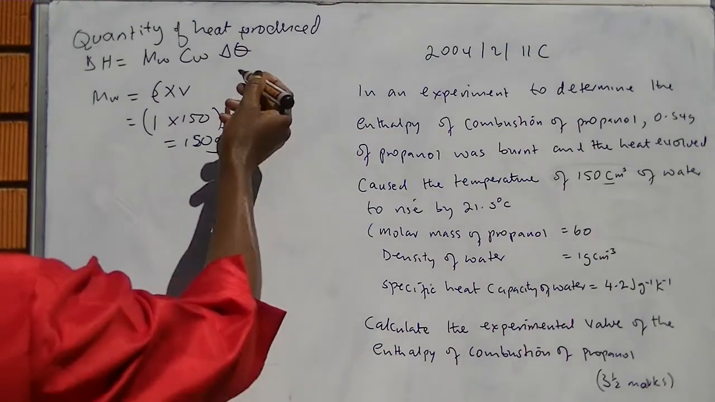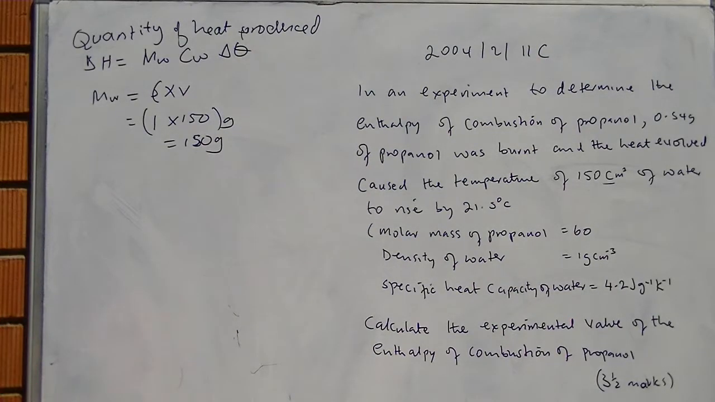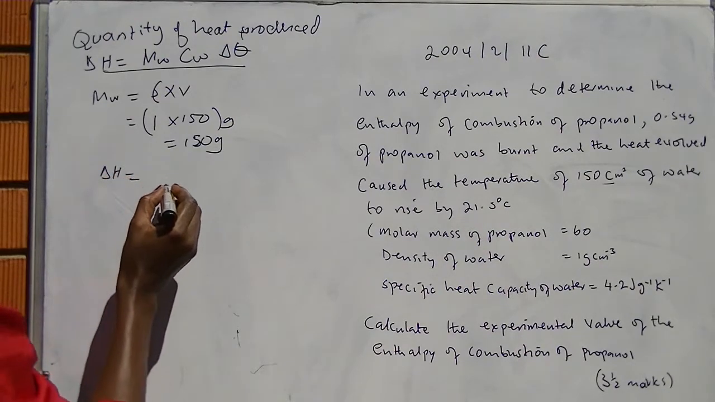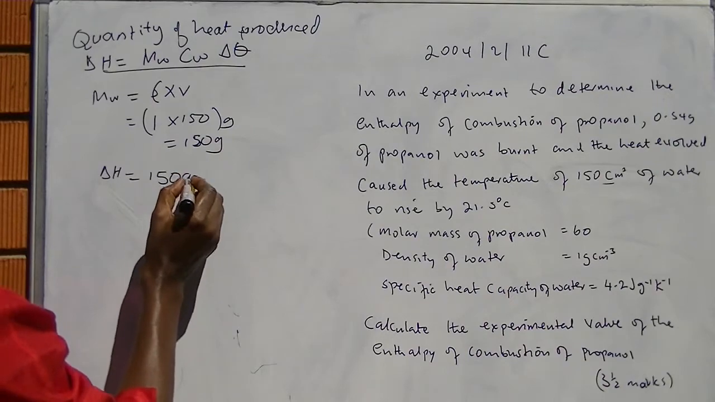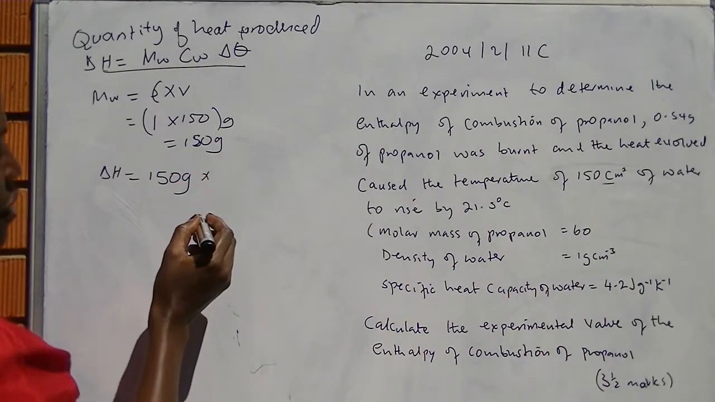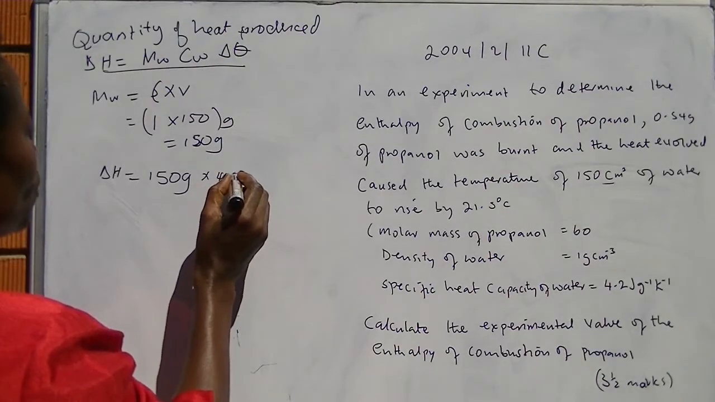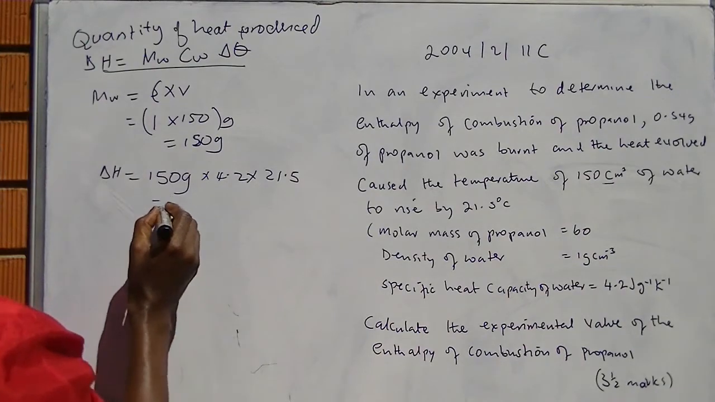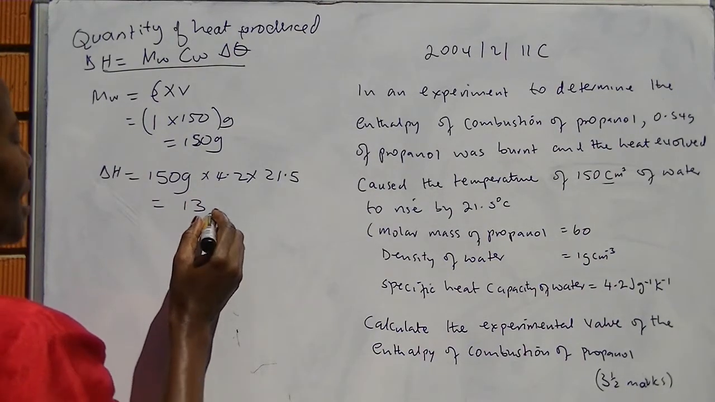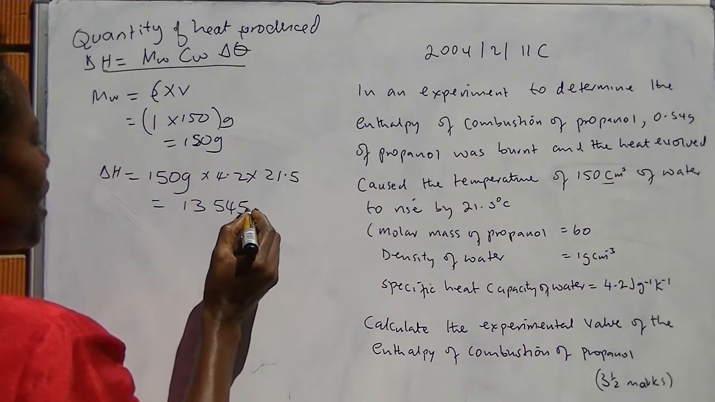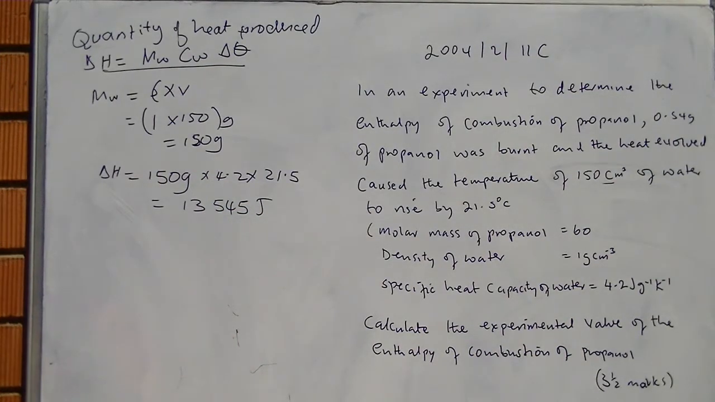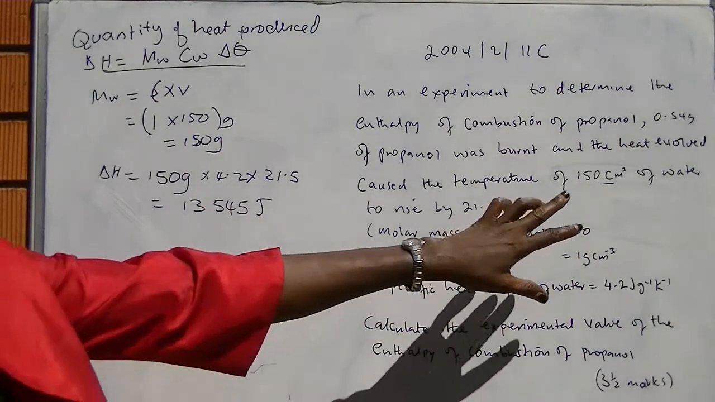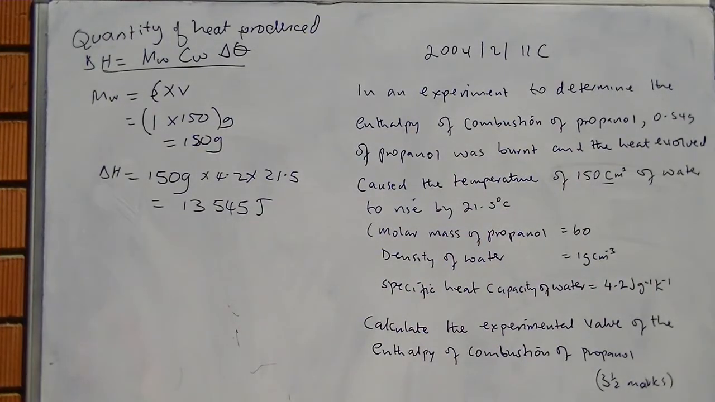So good enough, we are given the temperature rise. So we can now go and substitute into this formula. Therefore, quantity of heat is equal to mass of water, which is 150 grams, times specific heat capacity, which is 4.2, times temperature change, which is 21.5. And the answer will be 13,545 joules of heat. So this is the quantity of heat that was produced by propanol to raise the temperature of water to 21.5 degrees Celsius.